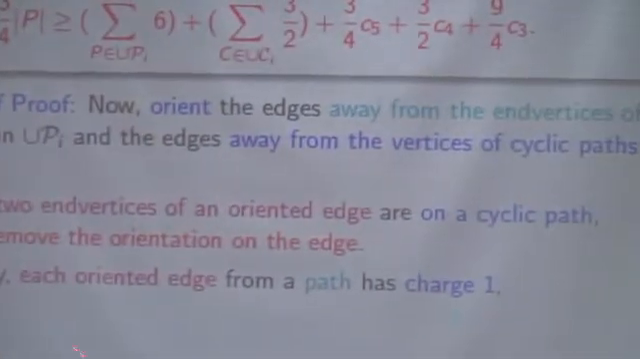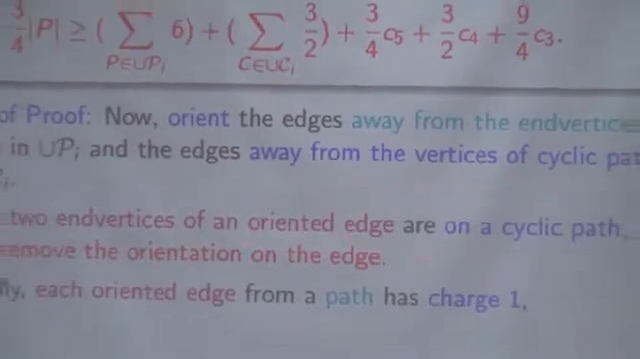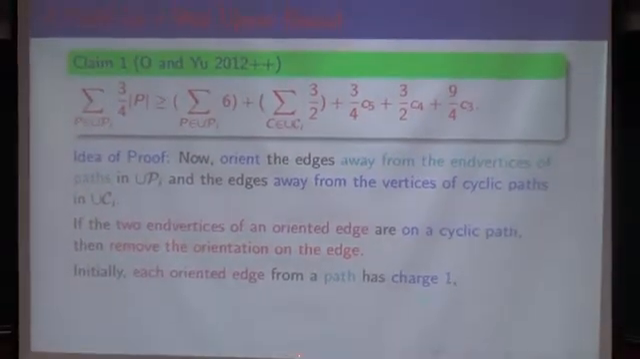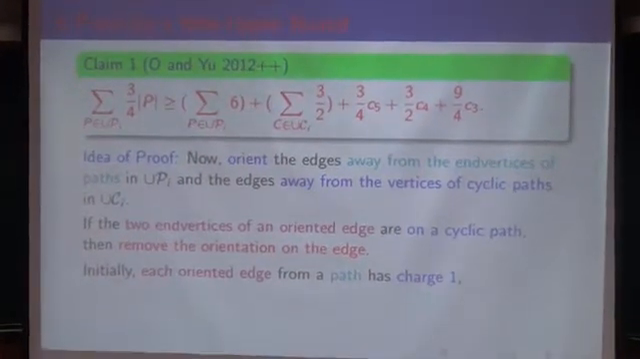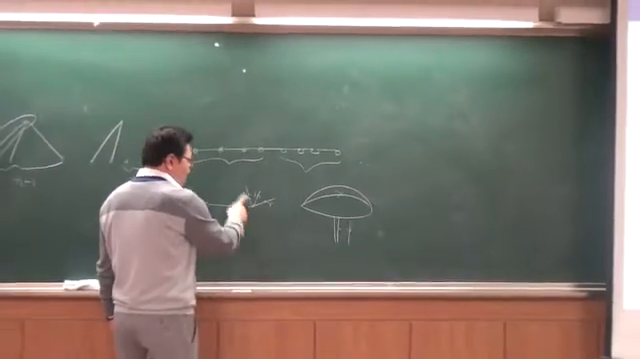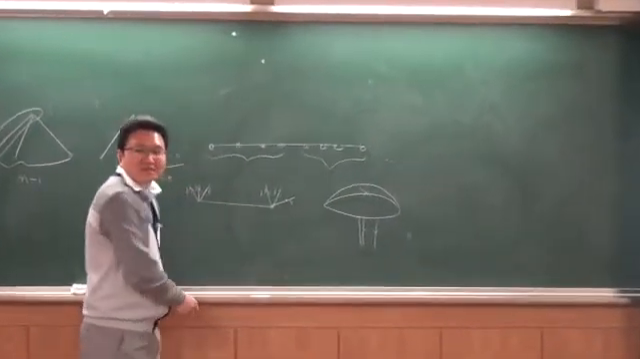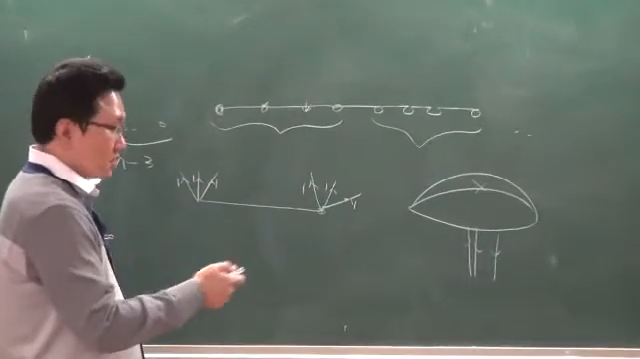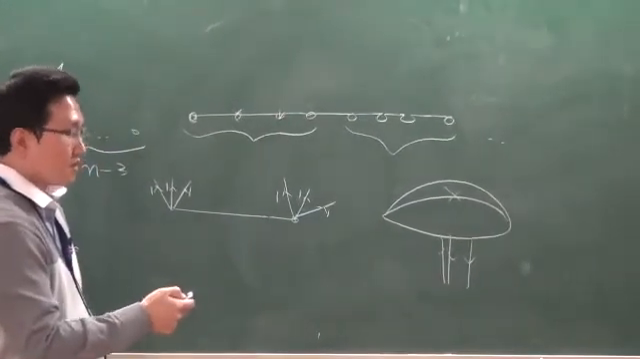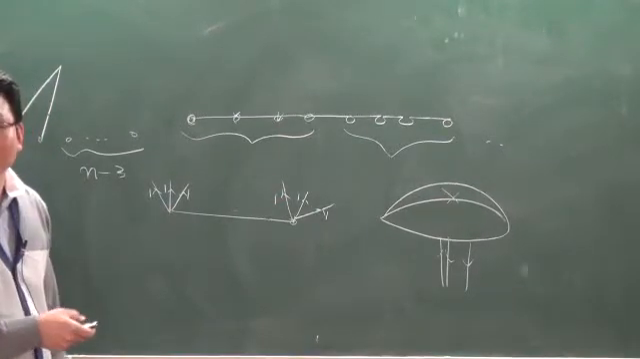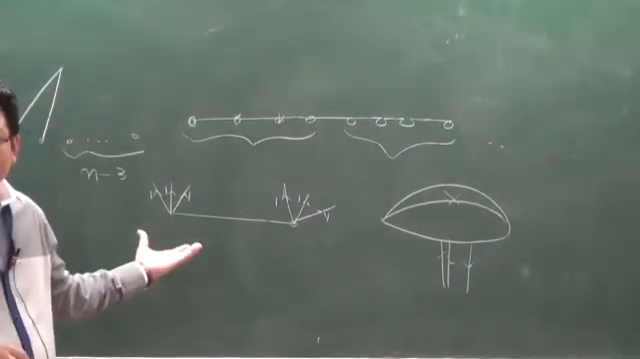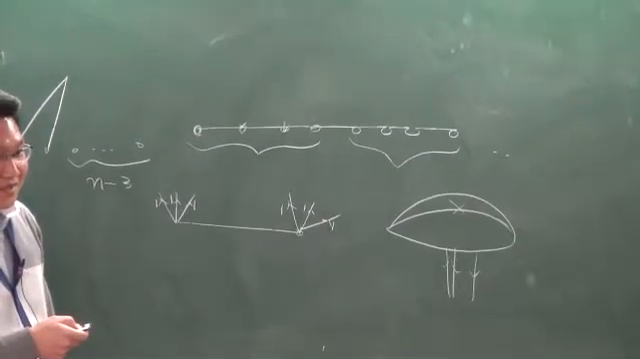And now we give a charge 1 to each oriented edge from a path. 1, 1, 1, 1, 1, 1. What is the total charge of that? Oh, sorry. So what is the total charge of this? That's 6. So each non-cyclic path has a 6. Okay.